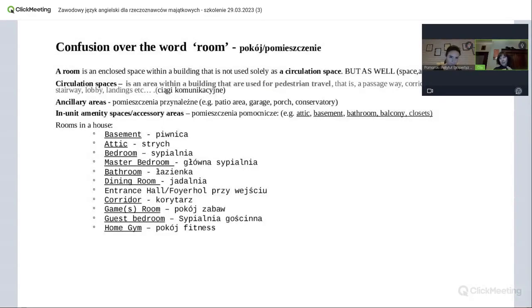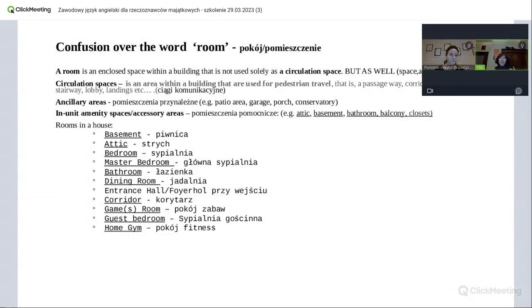And then I would like to talk about the word room, because again, it is one of the first words that we learn when we begin our adventure with English, pokój. But in fact, it's not only pokój, it's also pomieszczenie. So as you can see, the definition of a room is an enclosed space within a building that is not used solely as a circulation space. I also like the expression a circulation space, because this is a ciąg komunikacyjny.